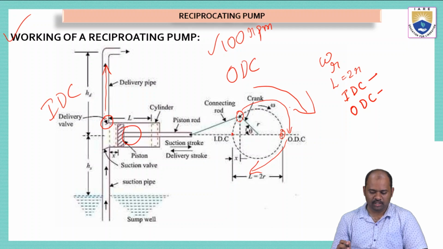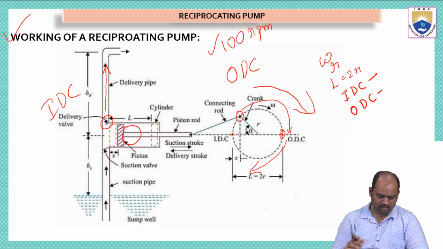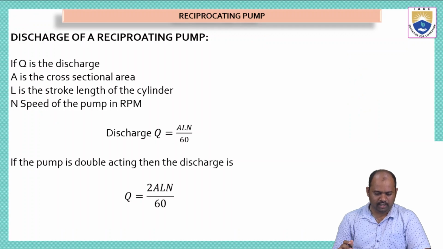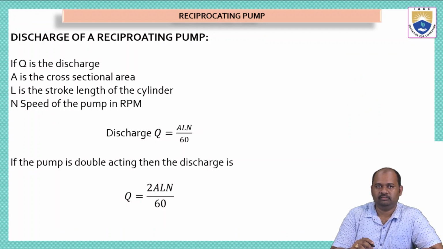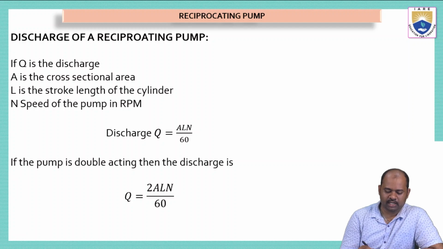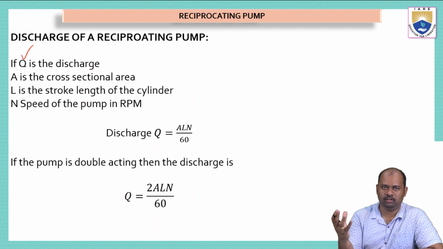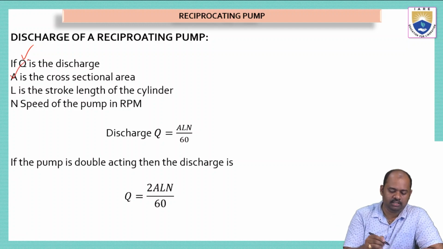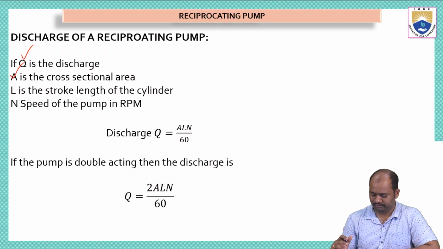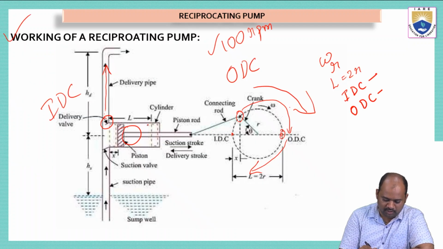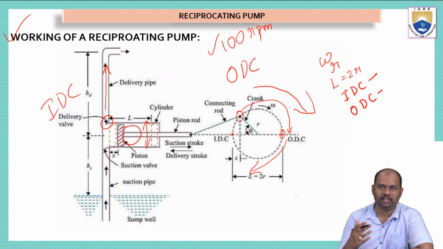Now we will try to calculate the discharge. When we calculate the discharge, we have to name some terminology related to this reciprocating pump. We denote the discharge with Q, which is the amount of water coming out of the reciprocating pump, and A is the cross-sectional area of the cylinder. Here we have a cylinder, and this cross-sectional area is also taken into the calculation.